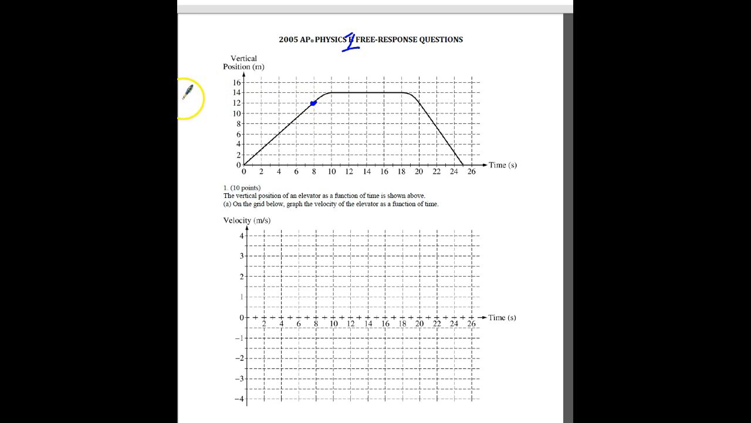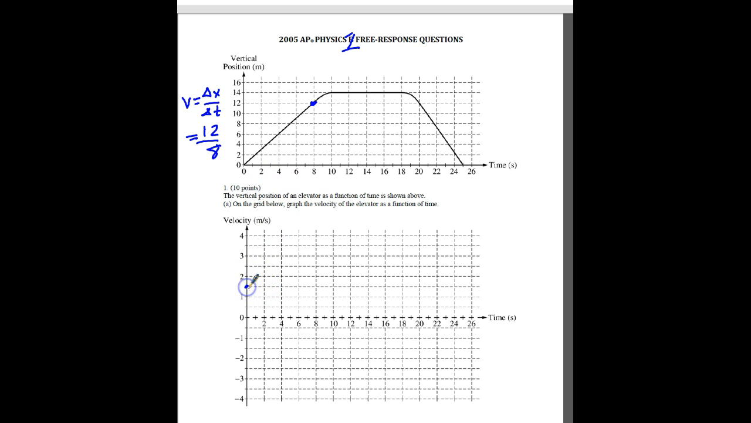We need to say that the velocity is equal to the change in position. So here we're going to say v is equal to change in position over the change in time. Change in position is going to be 12 minus 0, which is 12. And the change in time is going to be 8 minus 0, which is 8. If you take 12 divided by 8, you get about 1.5.